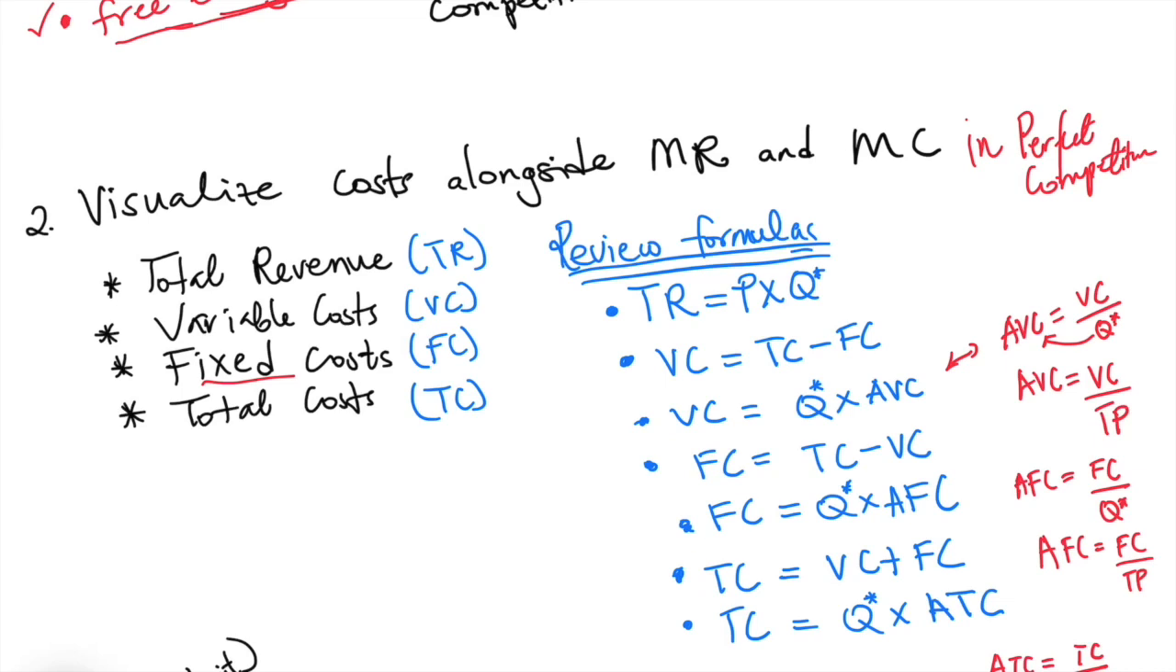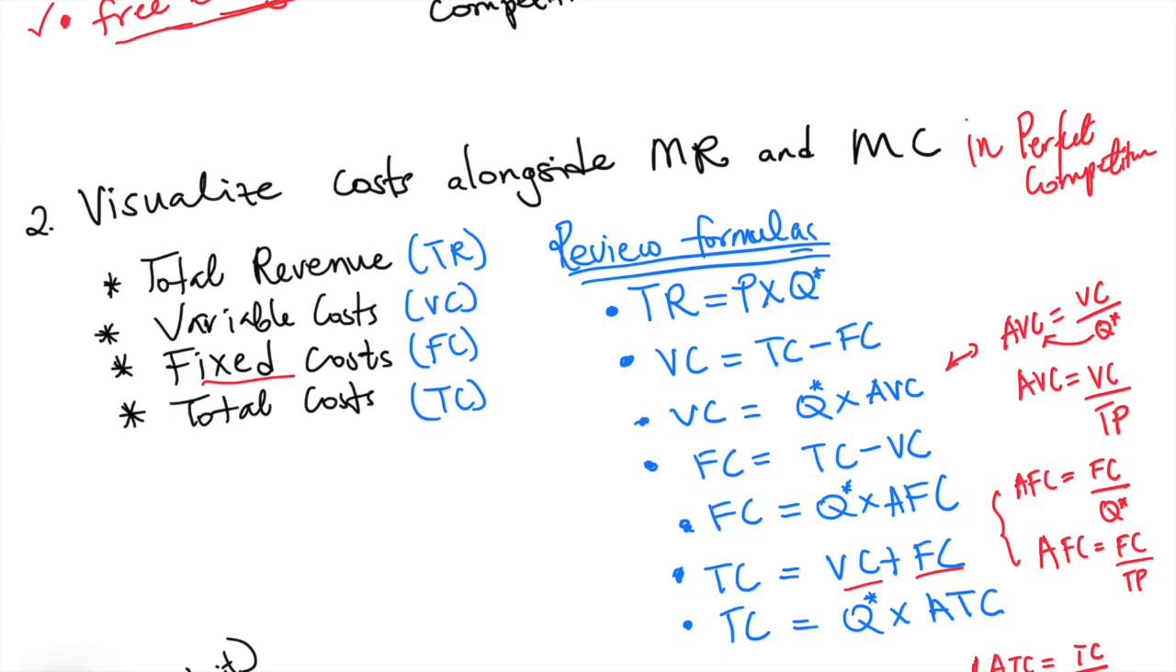And again, average fixed cost is written as fixed cost divided by Q star. So Q star times average fixed cost equals fixed cost. Other books, instead of Q star, will use TP, total product. Same thing. Now, total cost. Total cost is calculated as the sum of variable cost and fixed cost. Total cost can also be calculated as Q star times average total cost.